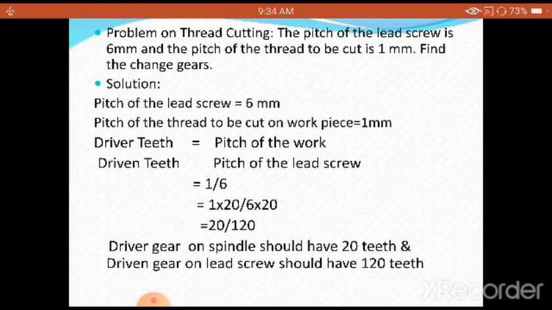Suppose if I multiply by 25 into 1, 25 teeth is available, but 25 into 6 comes as 150. 150 teeth is not available. The largest gear which we are having has only 120 teeth. So we have to select the driver and driven gear ranging from 20 teeth to 120 teeth.